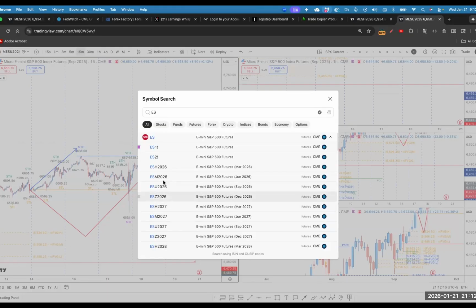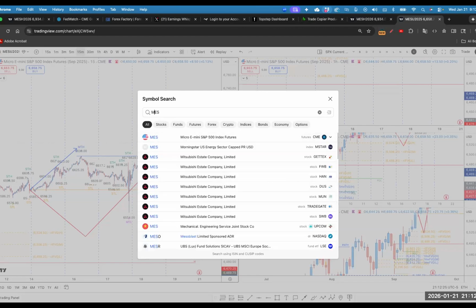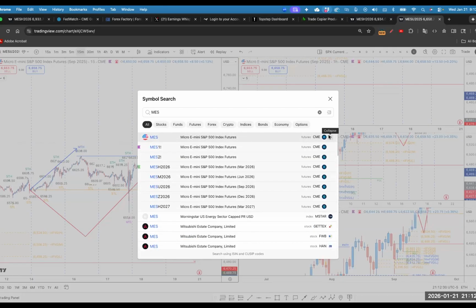And this is the mini contract. You see this E-mini S&P 500 futures, right? If you want to look at the same thing for the micro, you just add an M in front of it. And that gives you the micro, the continuous contract. Again, it's MES1!, MES2!.